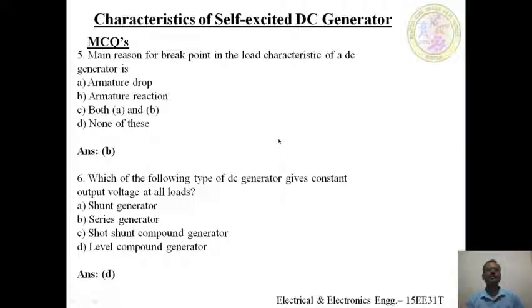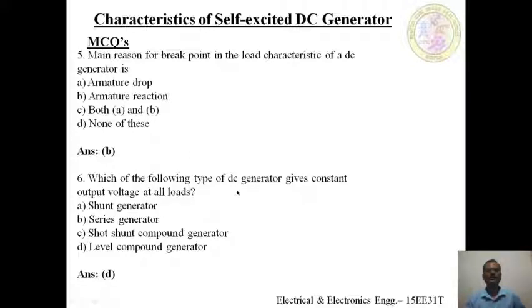Fifth one. Main reason for breakpoint in the load characteristic of a DC generator is: armature drop, armature reaction, both A and B, none of these. Main reason for breakpoint in the load characteristic of a DC generator is armature reaction. Okay.